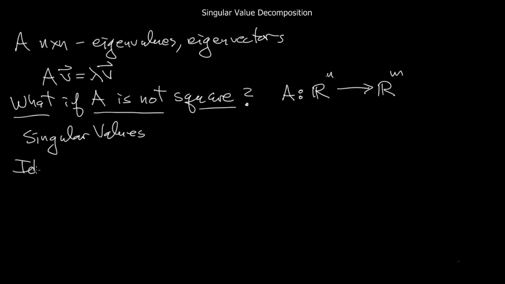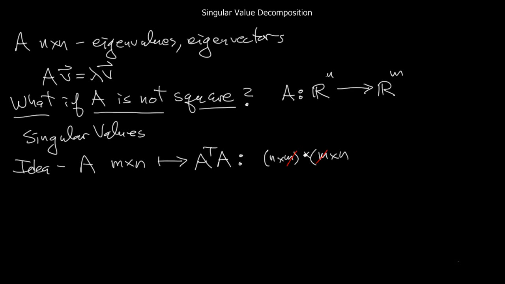And the basic idea is the following. If you have any m by n matrix, we're talking about real matrices here, by the way, you can get a symmetric matrix out of it by taking A transpose A. And this is an n by n symmetric matrix. I'm just showing here that you get an n by n matrix this way.